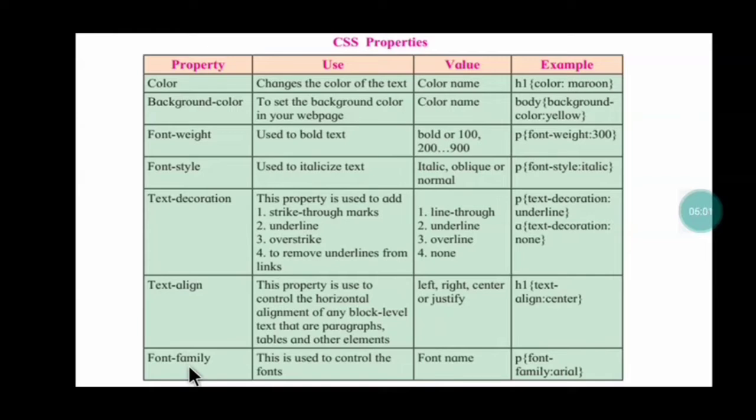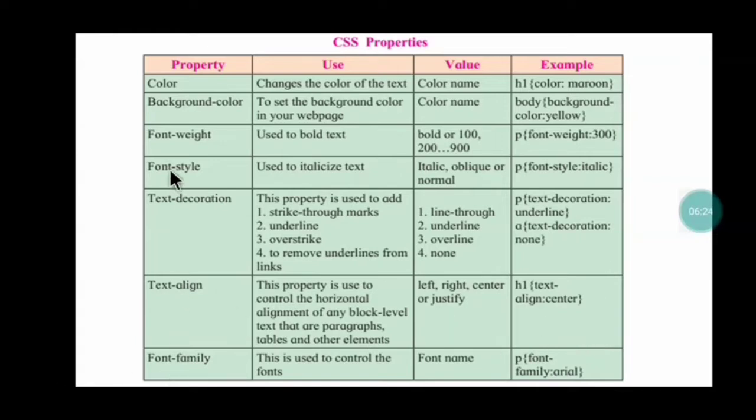So it is used to change the appearance, it is used to change the control of the font. So value will be the font name, and the example you can see here, you want to use for a full paragraph in your web page, then you can use a paragraph tag, font-family: Arial, means here Arial font effect will be given to the text. So this is the use of the font family.